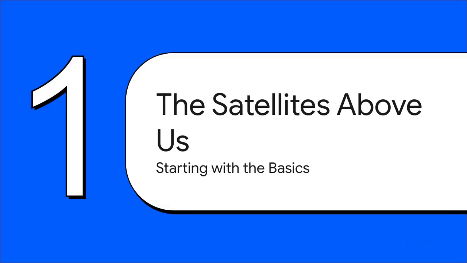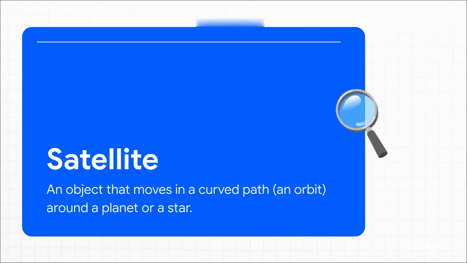First up, the satellites above us. Before we get into the complex stuff, we need to agree on what a satellite actually is. So let's start with a really clear definition. At its heart, it's pretty simple. A satellite is just any object that's locked into an orbit. That curved path is the whole secret. You see, thanks to gravity, it's constantly falling toward, say, the Earth. But because it's also moving sideways so incredibly fast, it just keeps missing. It literally falls around the planet.